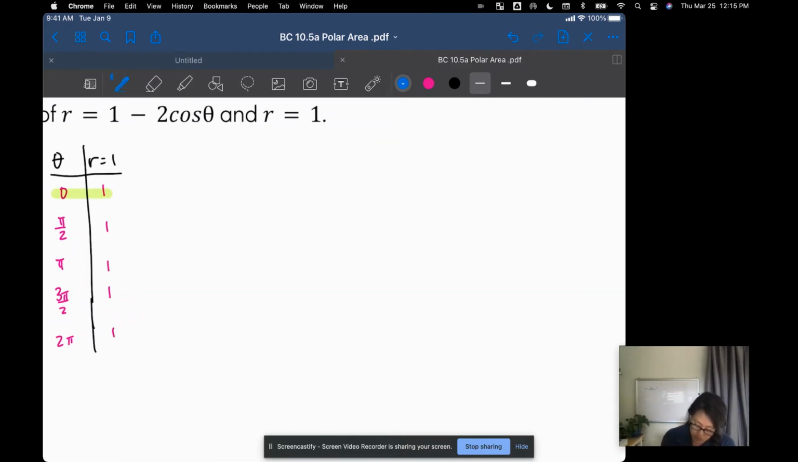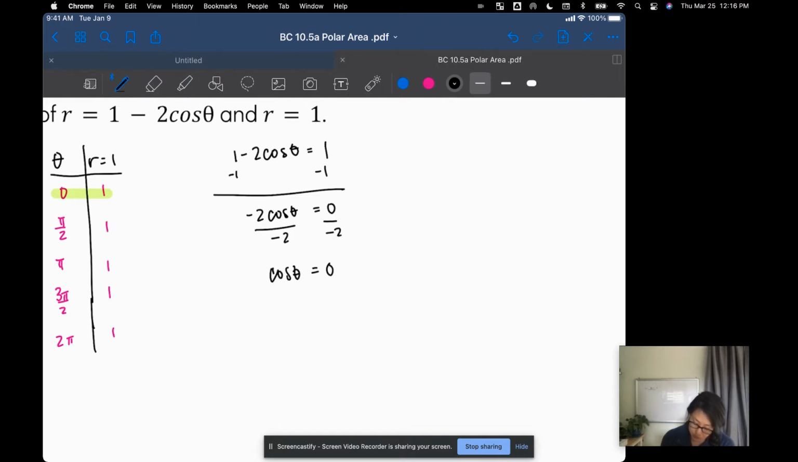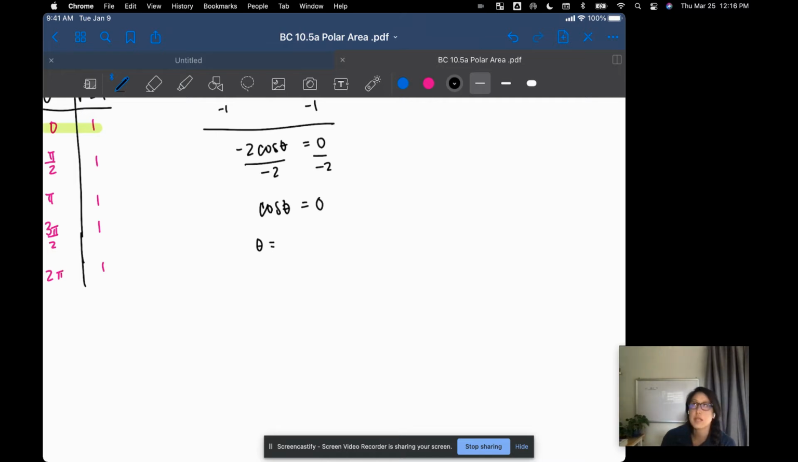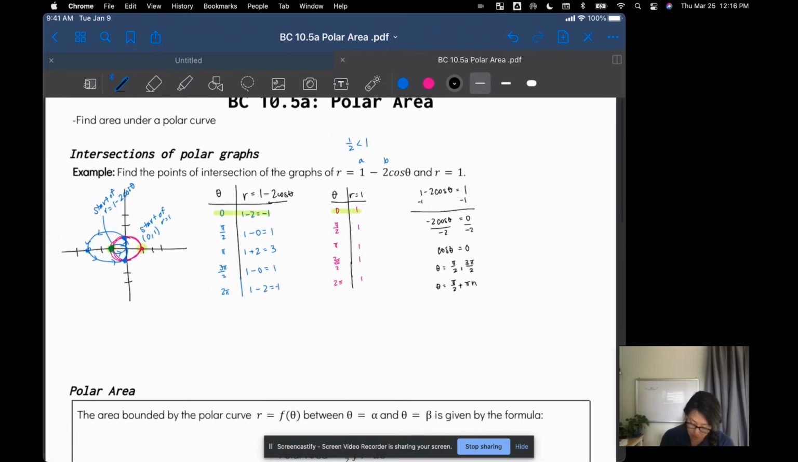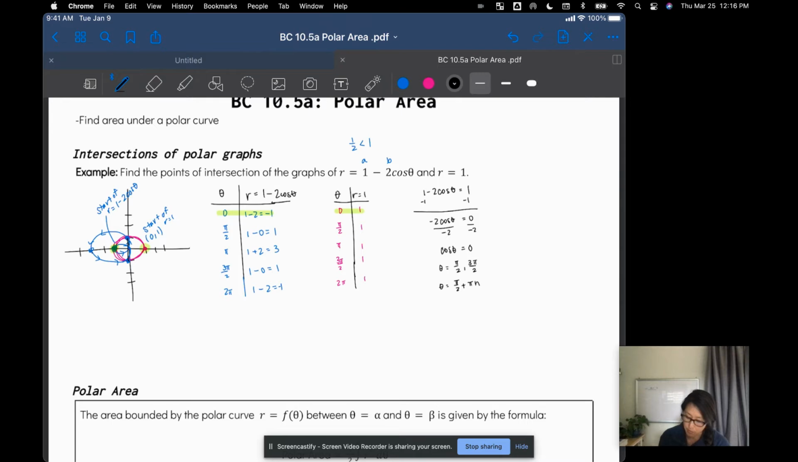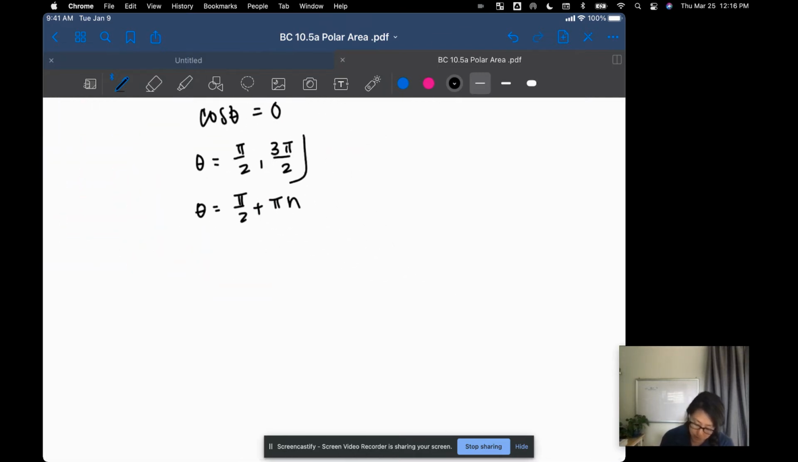We need to set the two equations equal to each other. So I have 1 minus 2 cosine theta is equal to 1. Subtract 1. Negative 2 cosine theta is equal to 0. Divide by negative 2. So I have cosine of theta is equal to 0. So cosine theta is equal to 0 when theta is pi over 2, and then at 3 pi over 2, or you could have written that as pi over 2 plus pi n, because the angles are exactly 180 degrees away from each other. Okay, so I'm going to stick with this for now.